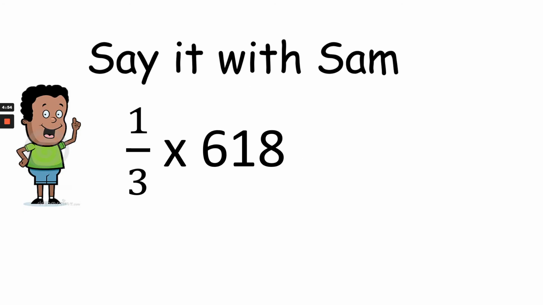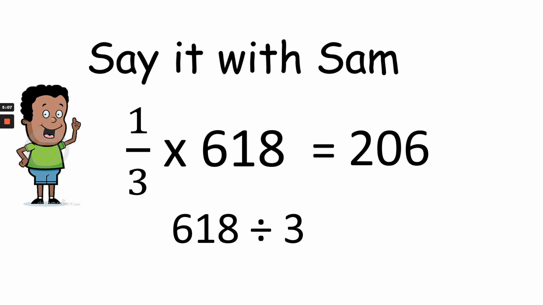Alright, let's have a look at this one. When I find 1/3, I know I'm dividing by 3. So 618 divided by 3. Using my related facts, I can see that my answer is 206. 1/3 of 618 is equal to 206.